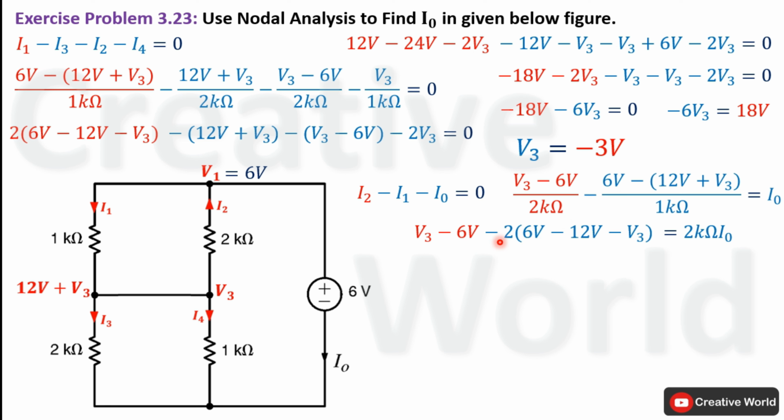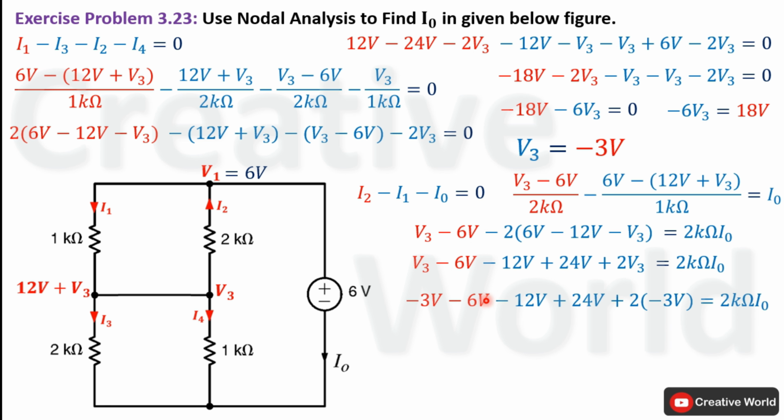Open these brackets, multiply minus 2 with values inside the brackets. It will become minus 12 volt plus 24 volt plus 2V3 equal to 2 kilo ohm times I0. Now add values having same variables together. Now we have to replace V3 with its value, that is minus 3 volt. So V3 is replaced with minus 3 volt. Open these brackets. Product of 2 and minus 3 volt will become minus 6 volt. Now add all these values together. Their sum will be equal to minus 3.